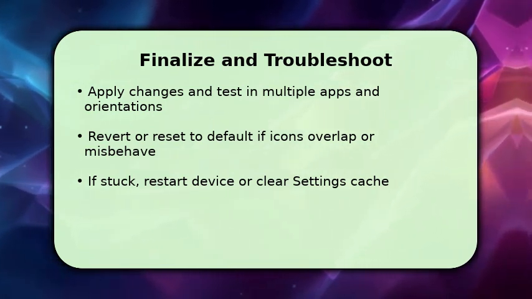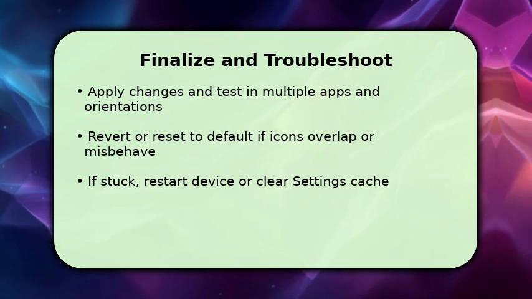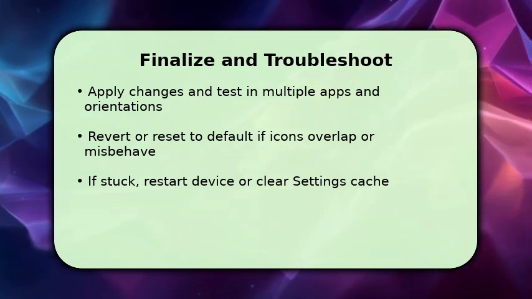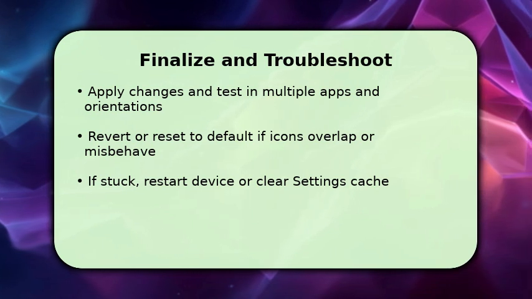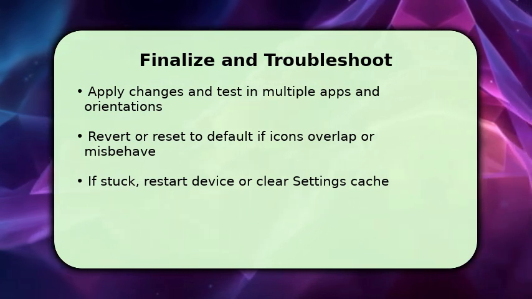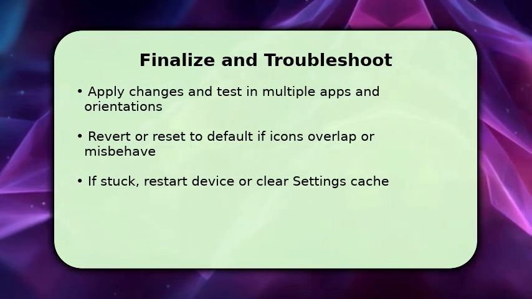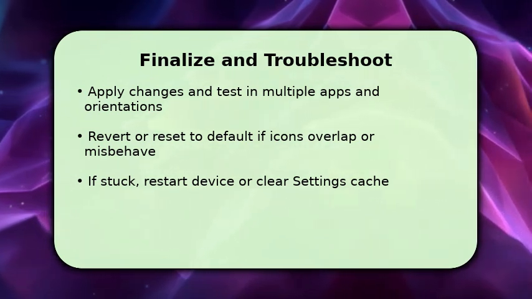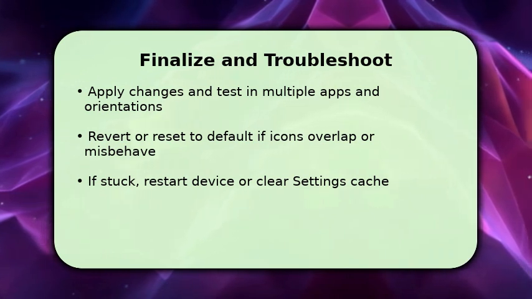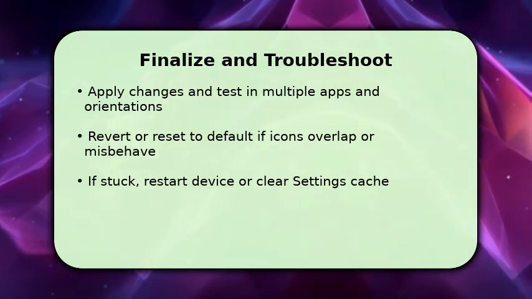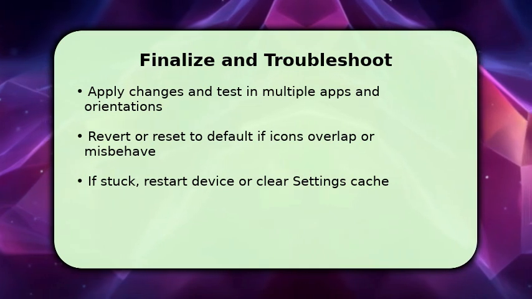If icons overlap, gestures fail, or elements appear off-screen, revert to the previous layout or reset the taskbar settings. This resolves most layout conflicts. If problems persist, restart your device and, as a next step, clear the Settings app cache or check for system updates. Doing this often fixes stuck UI states and restores normal behavior.